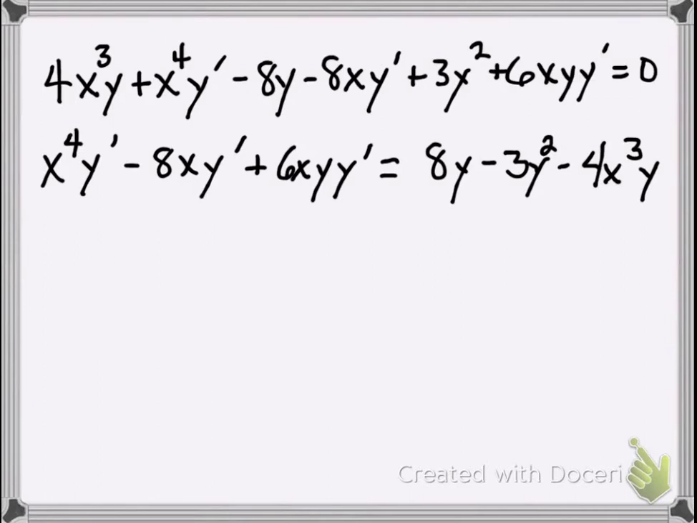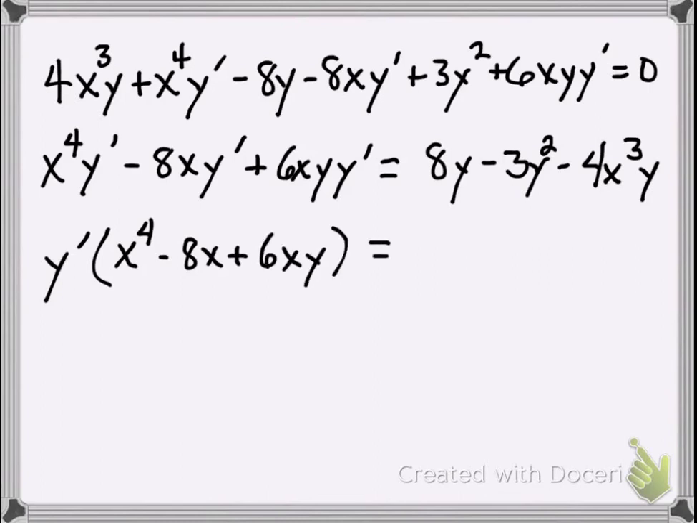Okay, so we have managed to get everything that didn't have y prime in it onto the right side of the equation, and then everything with y prime in it stayed on the left side of the equation. So now on the left side of the equation, we're going to factor y prime from all the terms, and so in parentheses we will end up with x to the fourth minus 8x plus 6xy, and then we still have the same thing on the right side of the equation, which is 8y minus 3y squared minus 4x cubed y.